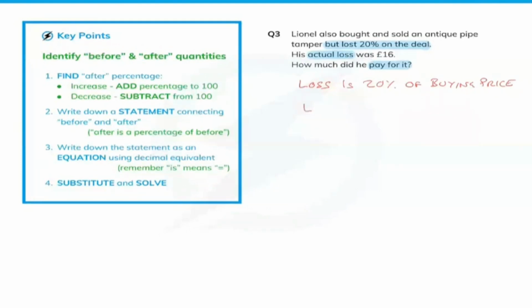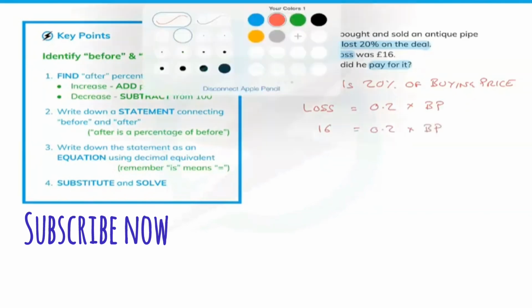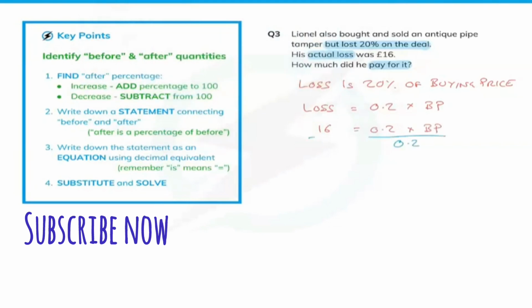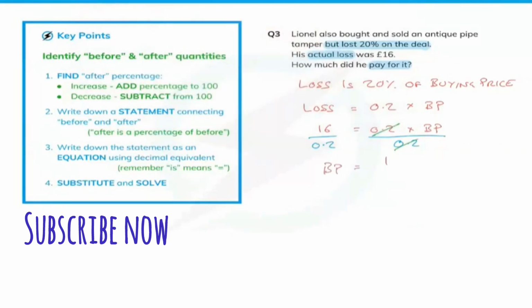Now we could carry on as normal and we say loss equals 0.2, because that's the decimal equivalent of 20%, of the buying price. And 16 is therefore 0.2 times the buying price, and we solve as normal. Divide both sides by 0.2, which has the normal cancelling thing going on, and the buying price is 16 over 0.2, which is £80. So he has bought it for £80 and he's lost 20% of that, which is £16. And that is how I would do reverse percentages.